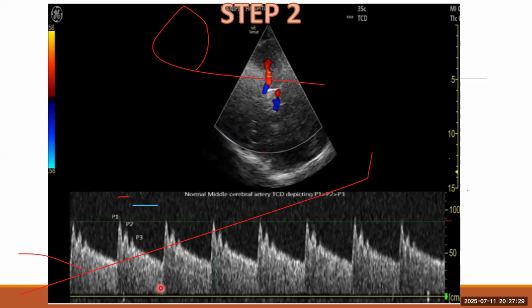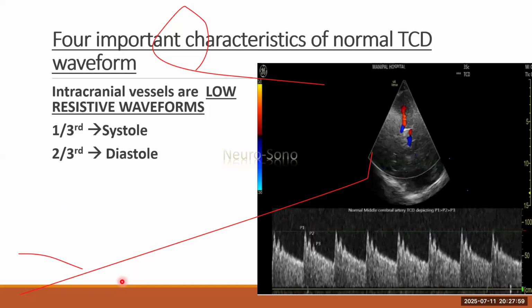So the components, or let's say step two of identification of a normal or abnormal waveform: the patient should have a rapid upstroke. There should be a stepwise deceleration. There should not be vigorous fluctuations in the stepwise deceleration, and there should be a robust diastole. Robust diastole meaning the velocity should be at least half to 1/3 of the systolic velocity.